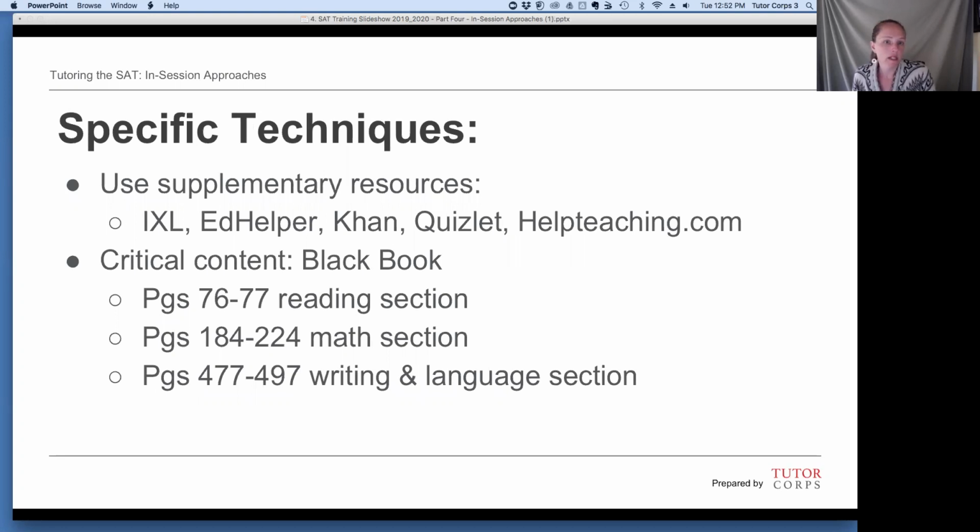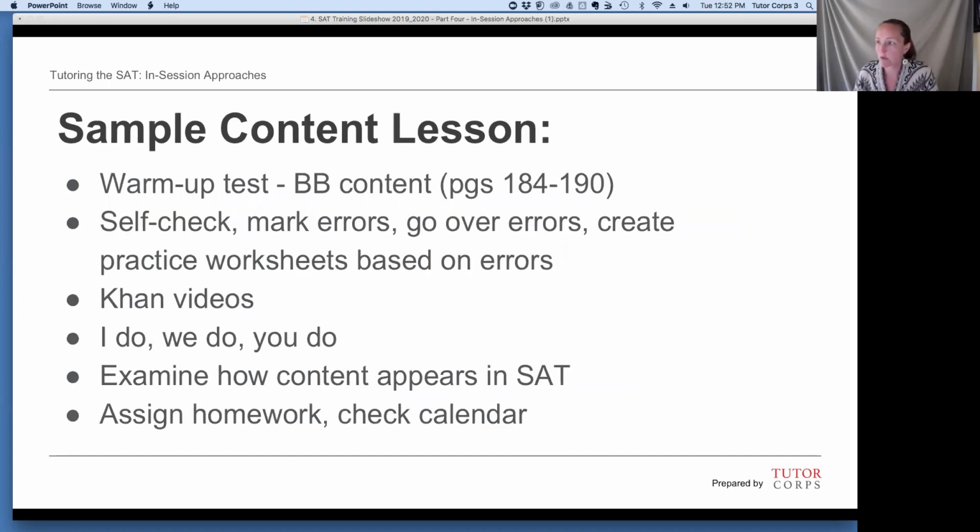For kids who really need content practice, you may want to consider assigning some homework practice via IXL, EdHelper, Khan, or Quizlet. You can find topics in the Black Book pages and then create your own quizzes and tests with the help of online resources. We can provide these for you if you're having trouble. If it's becoming too time-consuming, we can help you with this. It's just important to use all the resources you have available.